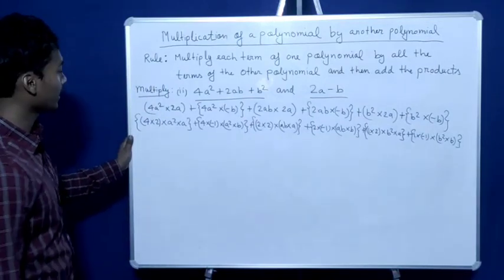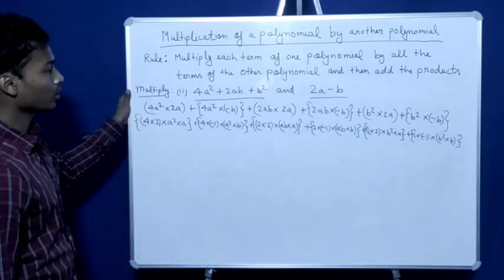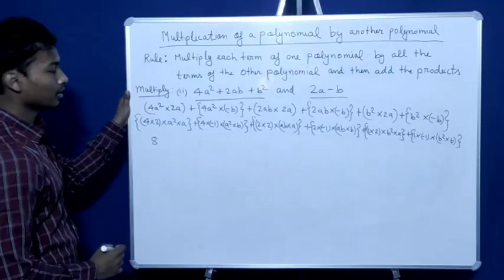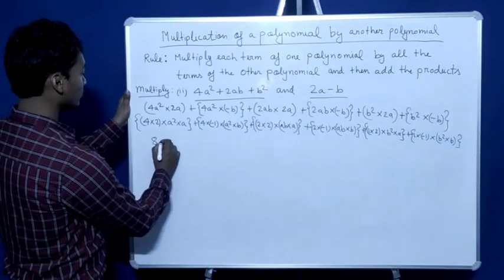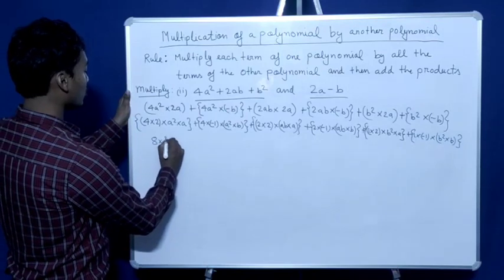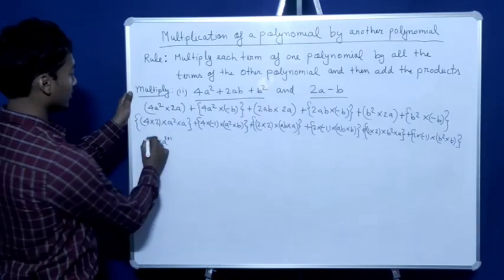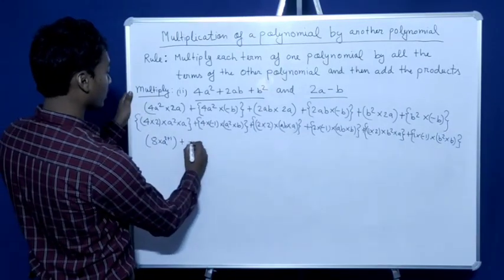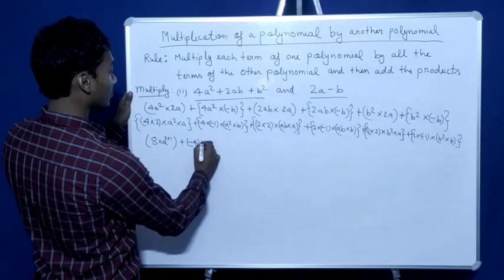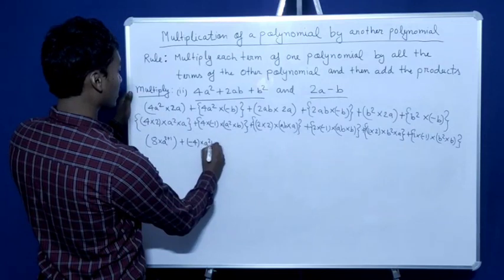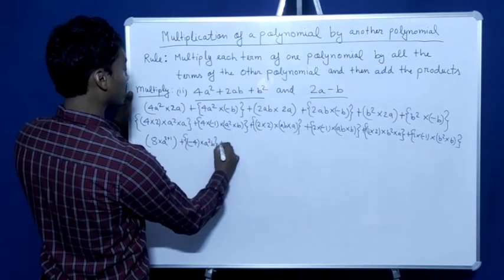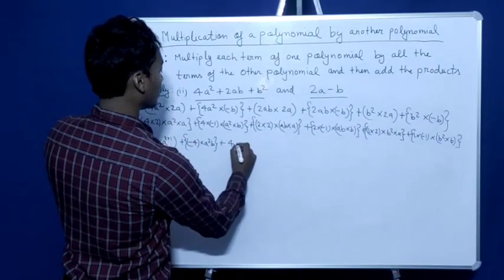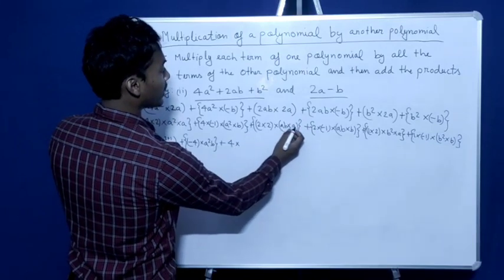So I hope this is clear. Now we can multiply the numerical coefficients together. So 4 2s are 8. Now a square times a will give you a raised to the power 2 plus 1, right? Then plus 4 times -1 will give you -4 multiplied by a square b, plus 2 times 2 will give you 4 multiplied by ab, and then we have a.